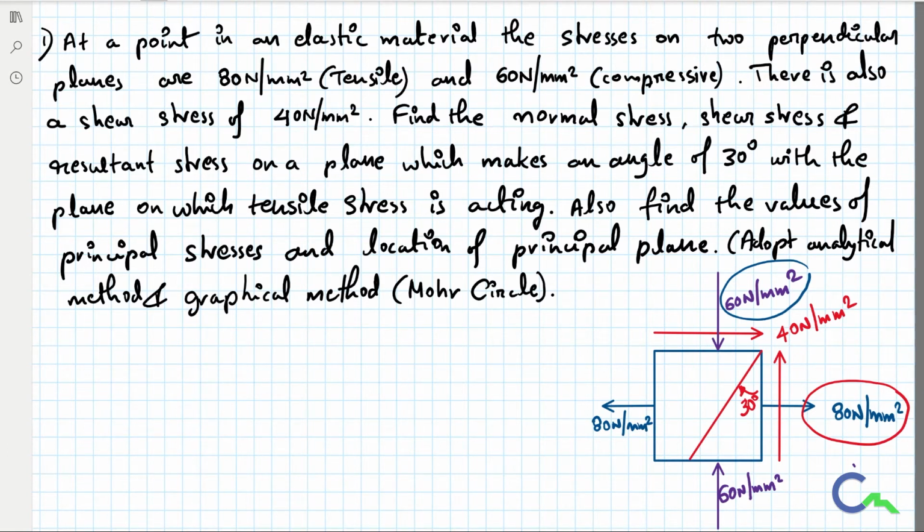The question is like this: at a point on elastic material, the stresses on the two perpendicular planes are 80 Newton per millimeter square, that is tensile, and 60 Newton per millimeter square compressive. There is also a shear stress of 40 Newton per millimeter square. Find the normal stress, shear stress and resultant stress on a plane which makes an angle of 30 degree with the plane on which tensile stress is acting. You can see in the figure.